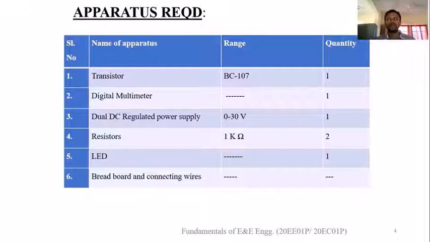And the resistors of the value 1 kilo ohm. According to the color code method, to get the 1 kilo ohm value, the colors on the resistor should be brown, black and red. You require 2 resistors here, and the LED, light emitting diode, which converts electrical energy into light energy, and the breadboard and connecting wires. So these are the apparatus required in order to perform the mentioned experiment.